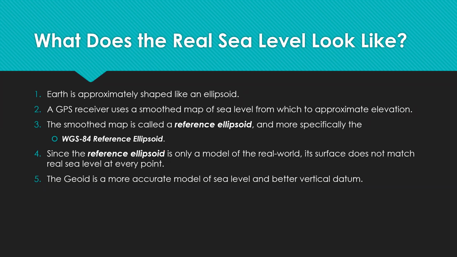So what does the real sea surface look like? Well, it's approximately an ellipsoid, but it's only a model. And in fact, if we want to get a more accurate representation of sea level in a vertical datum, then we need to go to a geoid. And this is a more complicated version of the mean sea level.